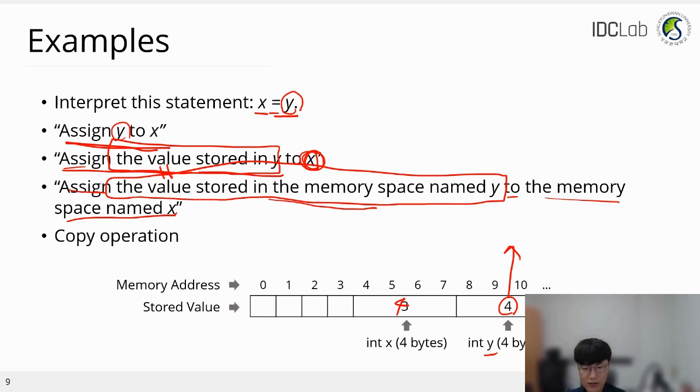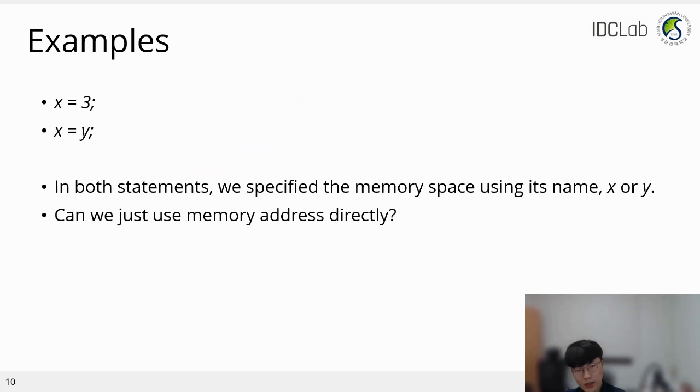So far it's easy to understand, right? In both statements, we specify the memory space using its name, x and y. But as I told you before, not all memory space has a name. So in that case, we need to use the memory address directly.